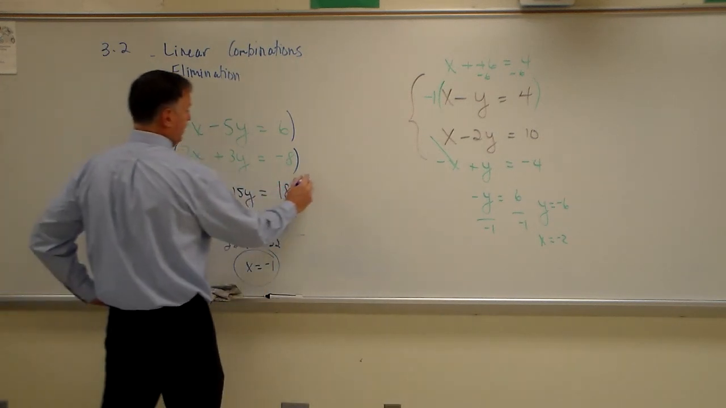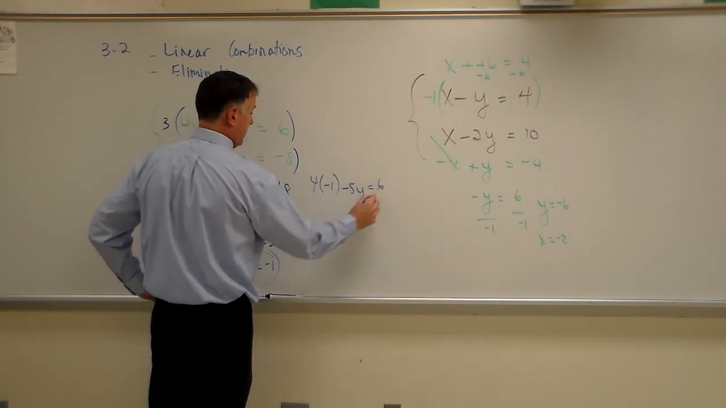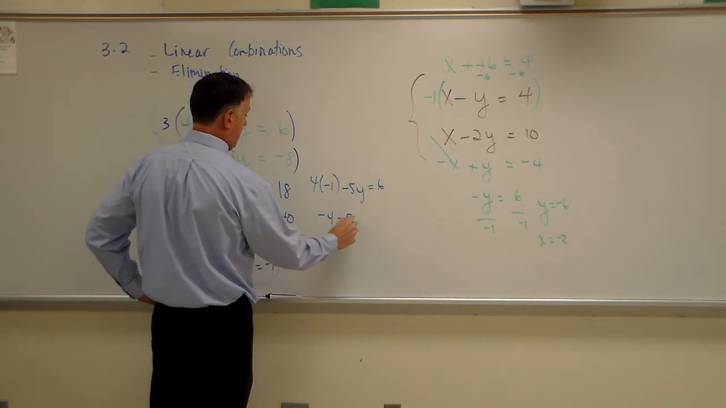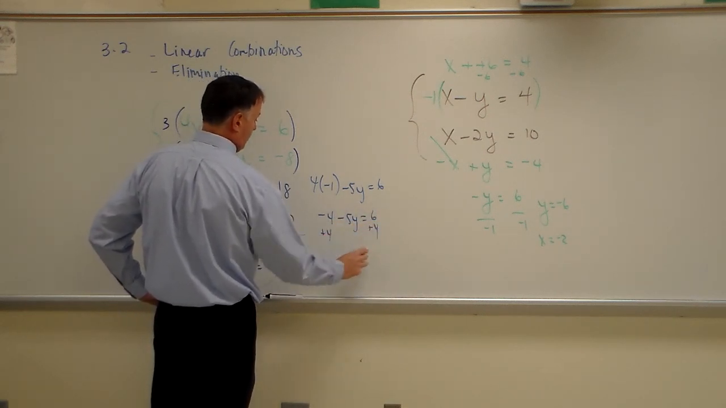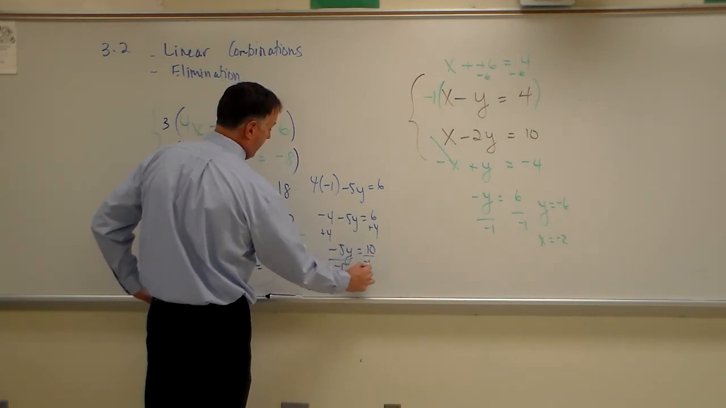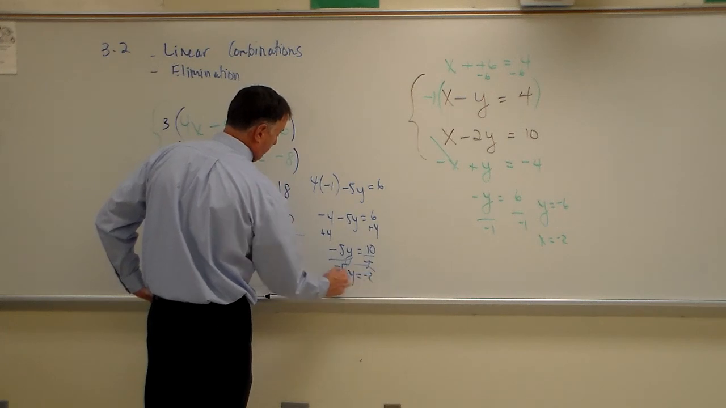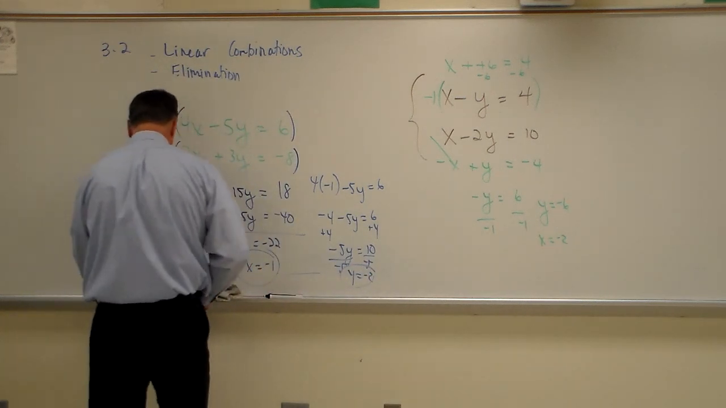Plug it in here. 4 times negative 1 minus 5y equals 6. Negative 4 minus 5y equals 6. Plus 4, plus 4. Negative 5y equals 10. Negative 5, negative 5, y equals 2. Okay, that is section 3.2, part 2.